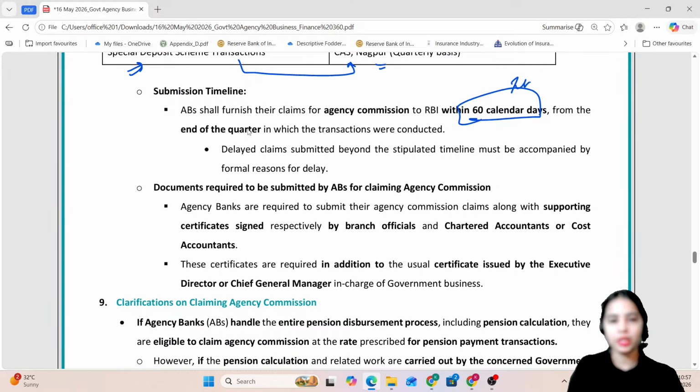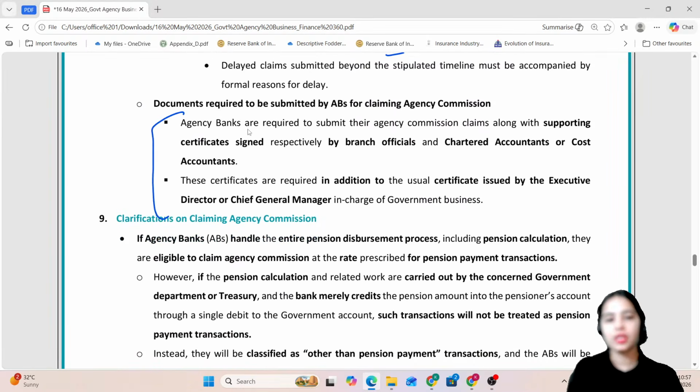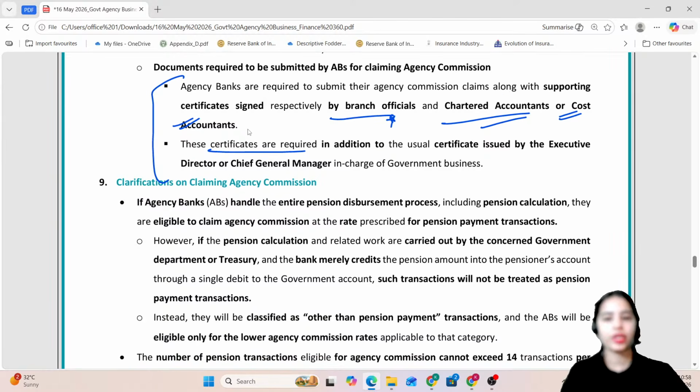Now this is important. The agency bank shall furnish their claims for agency commission to RBI within 60 calendar days from the end of the quarter in which the transactions were conducted. Okay, they have to submit certificates signed by the branch officials and the chartered accountants or the cost accountants. These certificates are required in addition to the usual certificate issued by the executive director or chief general manager in charge of the government business.